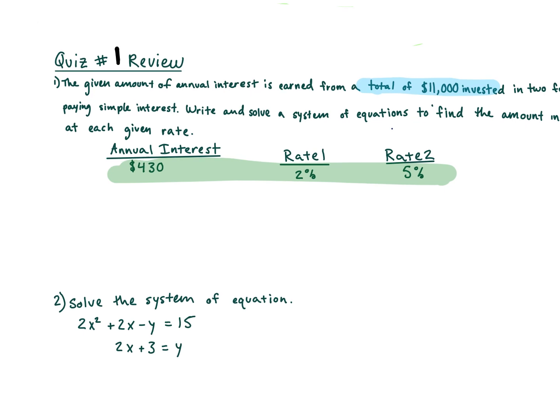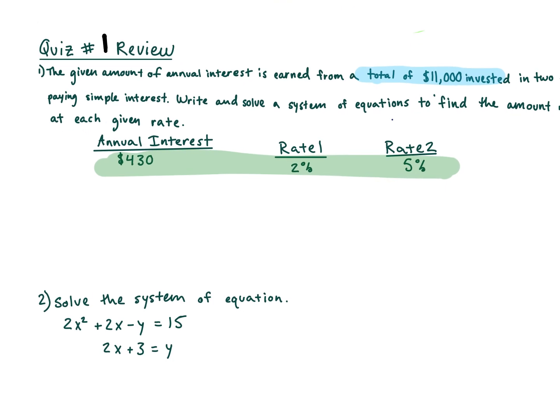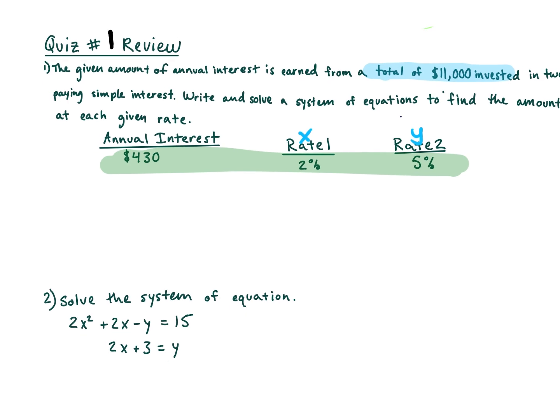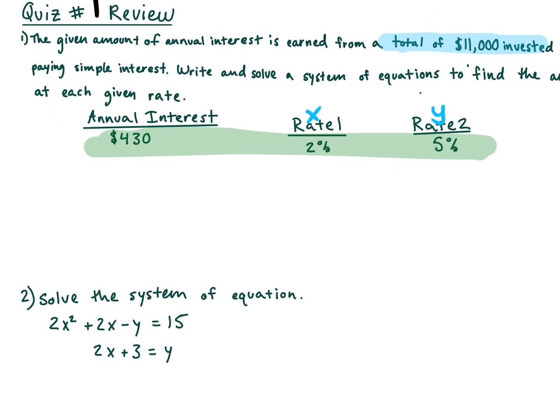So we can call our 2 accounts X and Y. So we invested a certain amount of money at 2% and another amount of money at 5%. But the total amount of money that we invested is $11,000. So our first equation is going to be X plus Y equals 11,000.